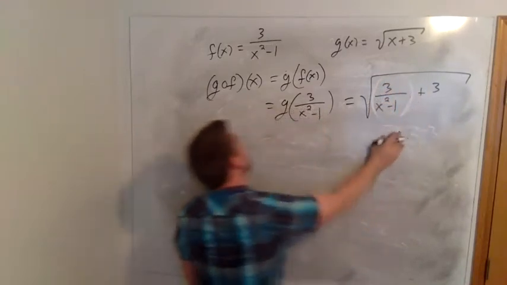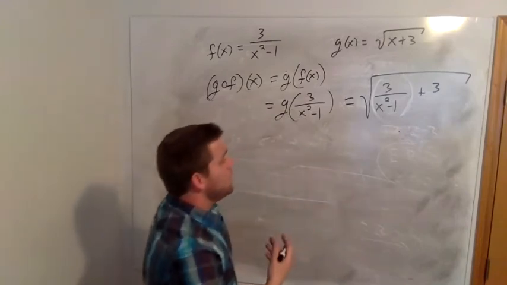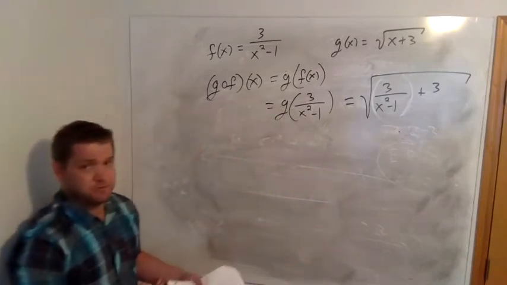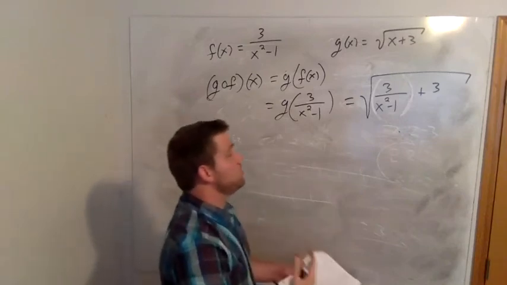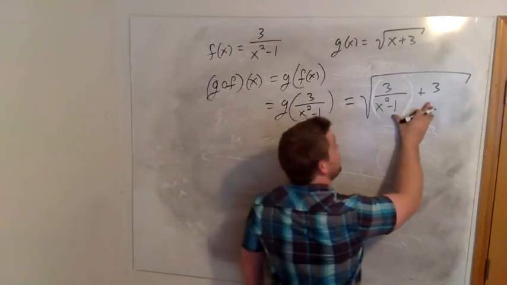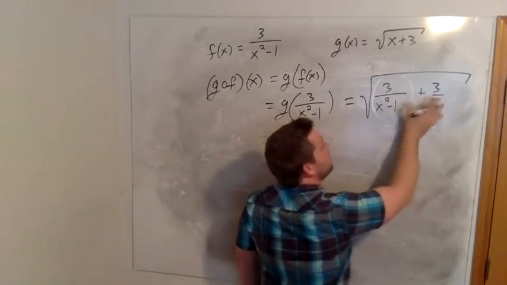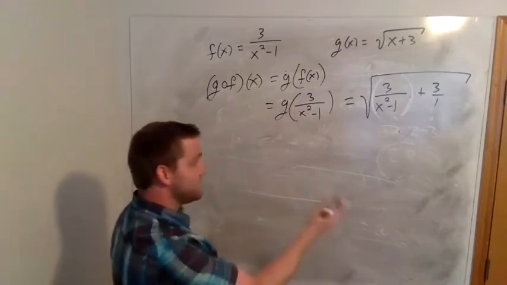Okay, this is fine for a composition. This really is the composition, but I would like to clean this up a little bit. It's going to be a lot nicer to work with, specifically when I'm trying to find the domain of this, if I actually go ahead and do this fraction addition. Think of this as 3 over 1. We're going to go ahead and find a common denominator and clean this up a little bit.